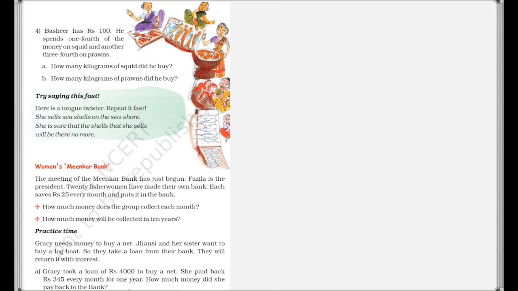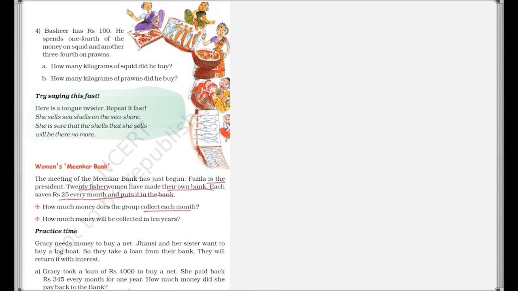Now, Women's Meen Car Bank. The meeting of the Meen Car Bank has just begun. Fazila is the president. 20 fisherwomen have made their own bank. Each saves rupees 25 every month and puts it in the bank. So how much money does the group collect each month?